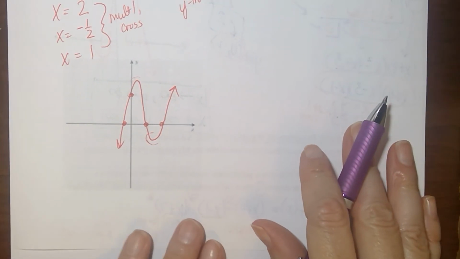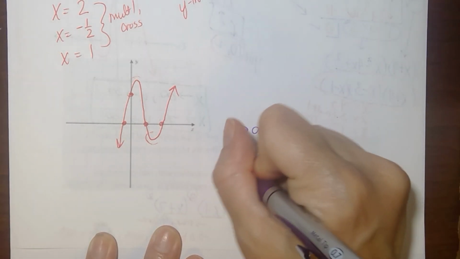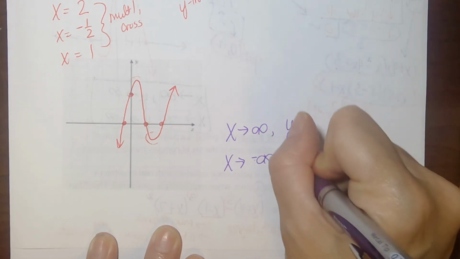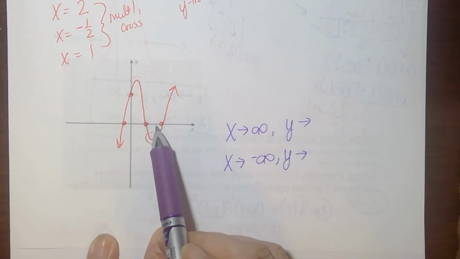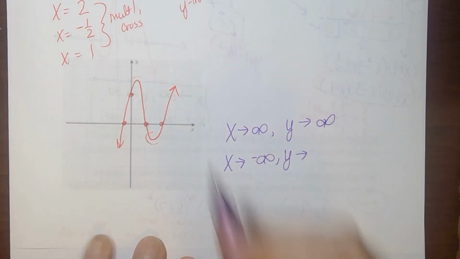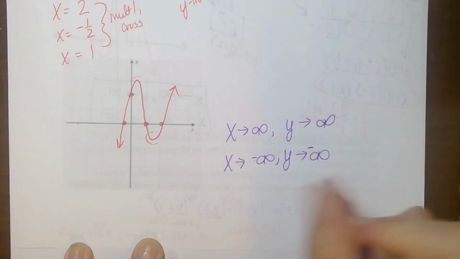Let's talk about our end behavior. As x approaches positive infinity and as x approaches negative infinity, what is y doing? Well, as x goes to positive infinity, y is also going to positive infinity. And as x goes to negative infinity, y is also going to negative infinity.